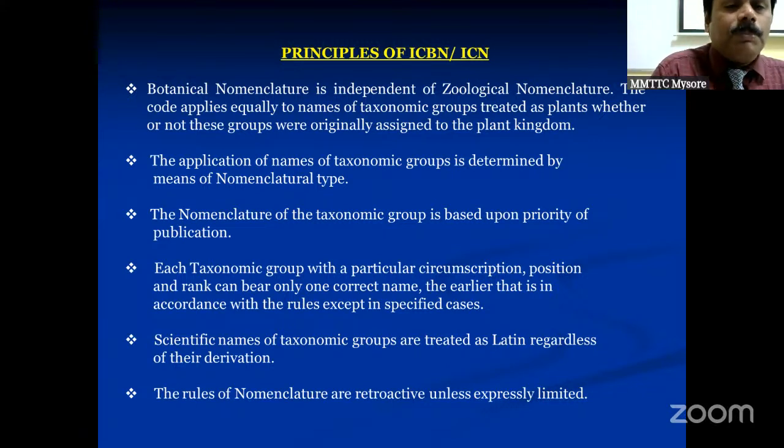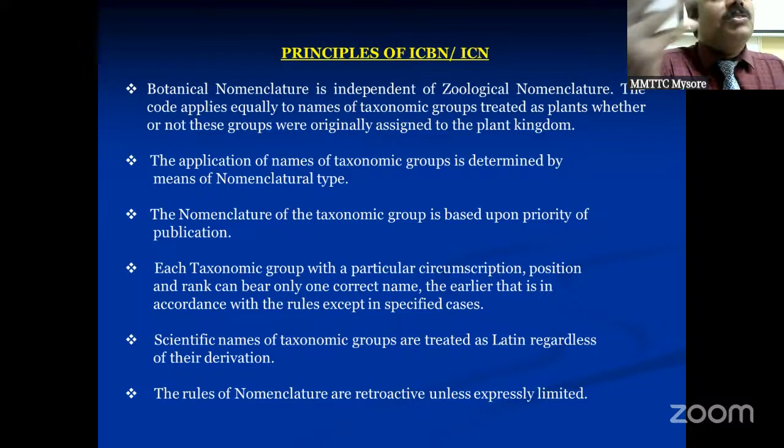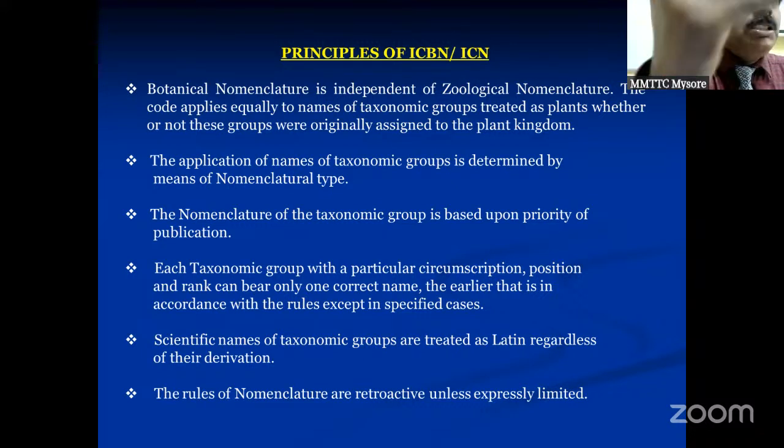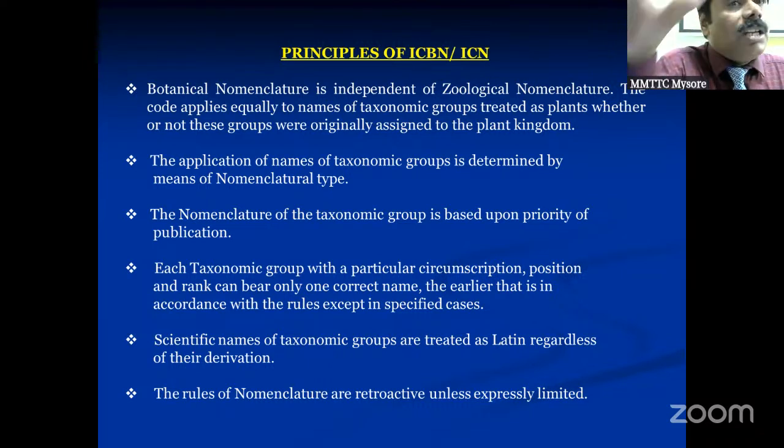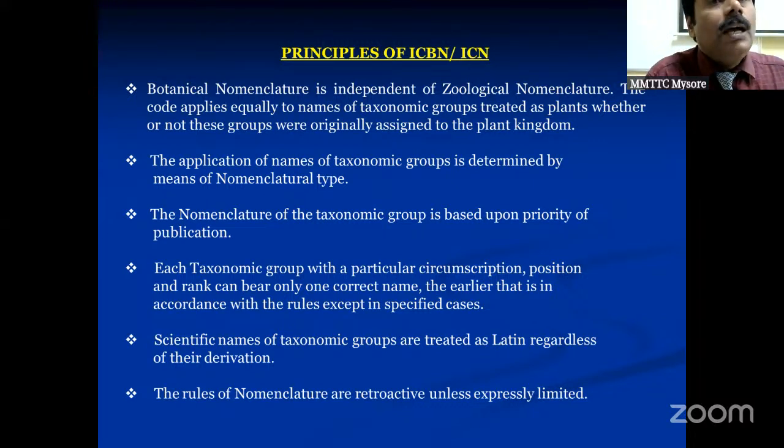The third important principle of the ICBN is that the nomenclature of a taxonomic group is based upon the priority of publication. If anybody finds a new taxon, he or she has to publish immediately, get the acceptance letter by following the regulations, including Latinization, irrespective of the country. The date of acceptance, date of notification, date of indication, all of that is the priority. If the same species is reported afterwards by another person or in another country, it is not valid. Those who validly publish the data and get the acceptance letter from the organization will have priority of authority over that particular taxon.